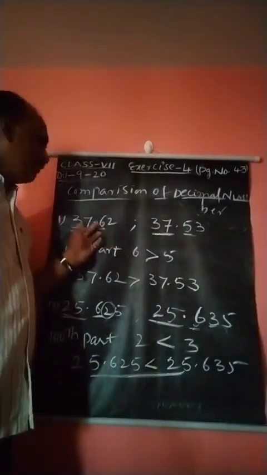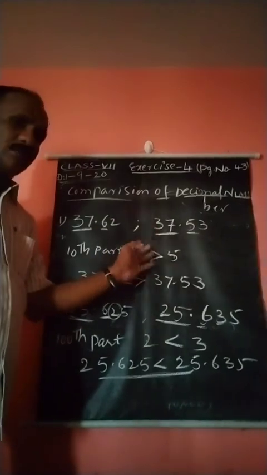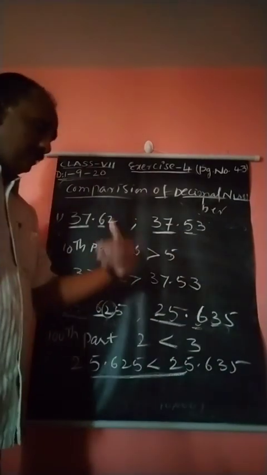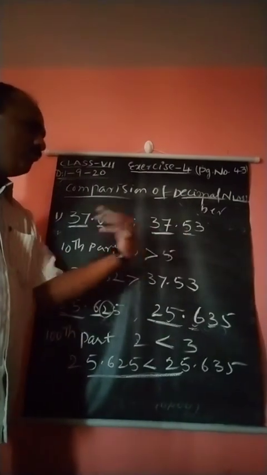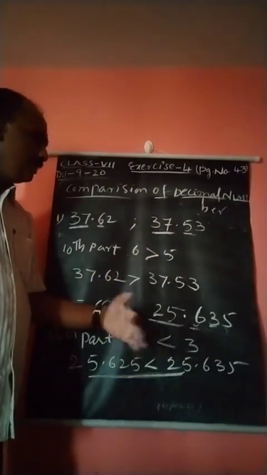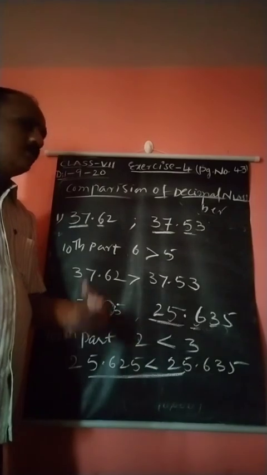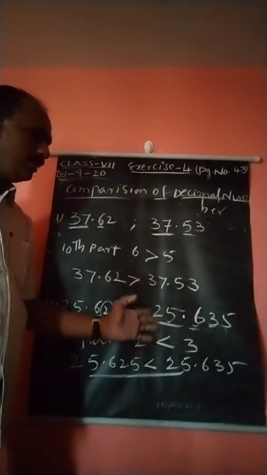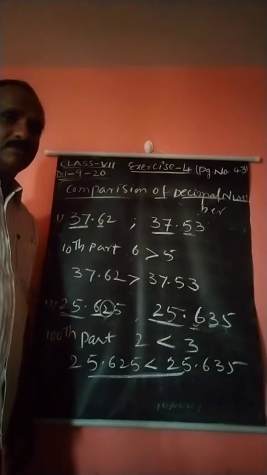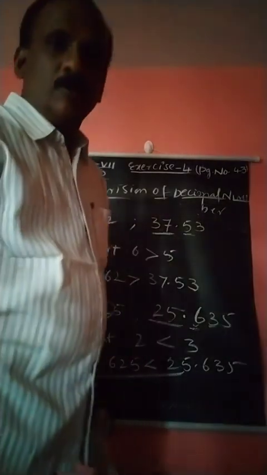Like this you can compare decimal numbers, children. First compare the integer part. If the integer parts are equal, then go for the 10th part. If the 10th part is also equal, then go for the 100th part. If the 100th part is also equal, then compare the 1000th part. Like this you can compare and write which is greater and which is smaller. Okay children, tomorrow we will continue my class.